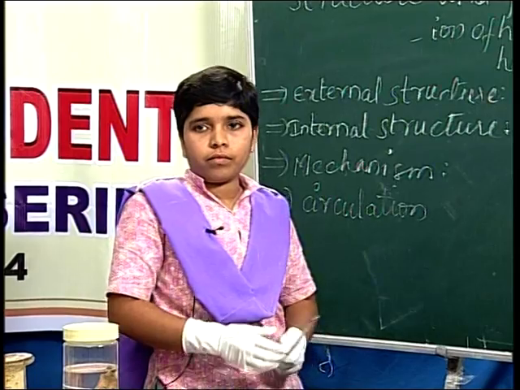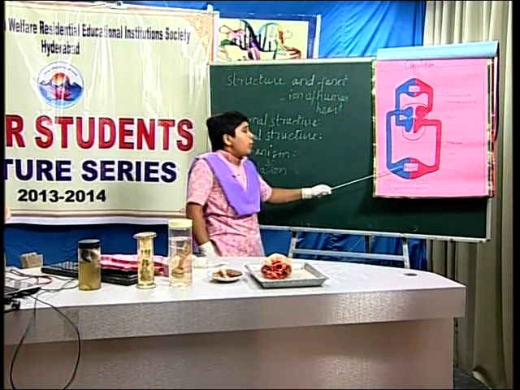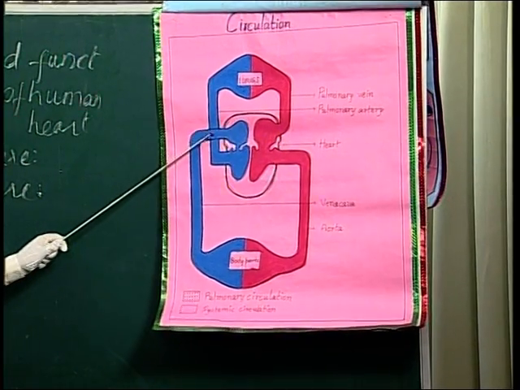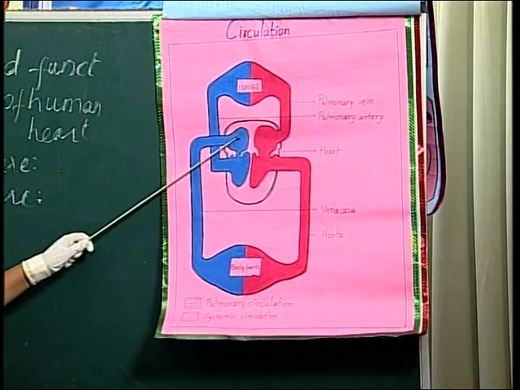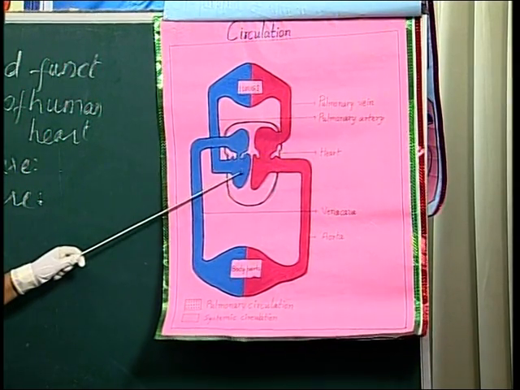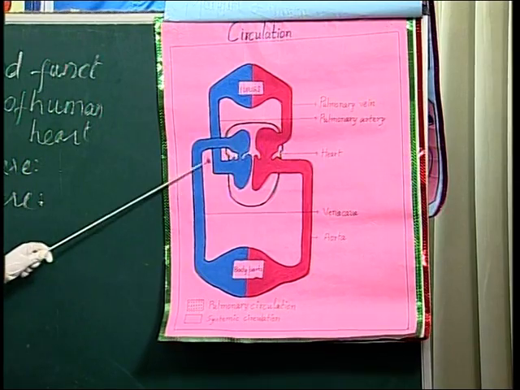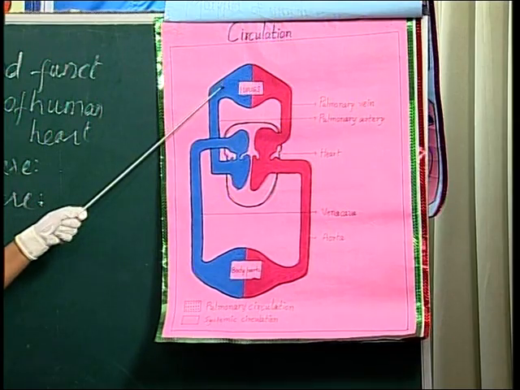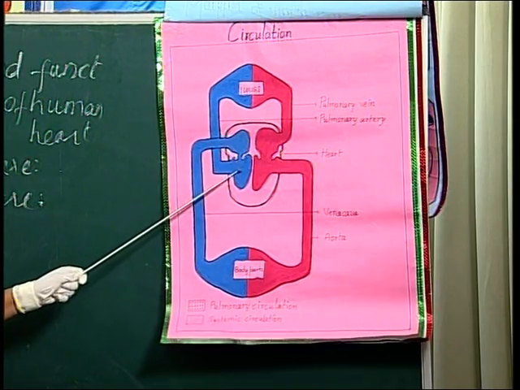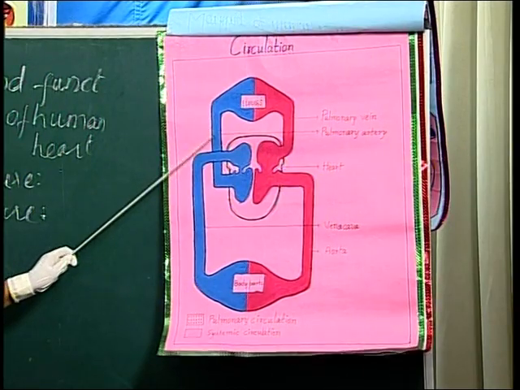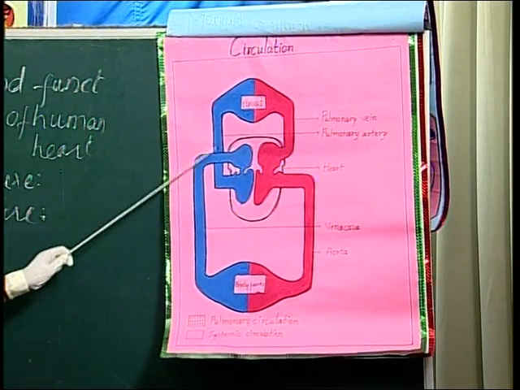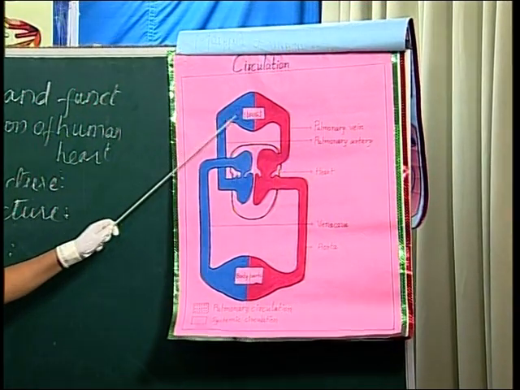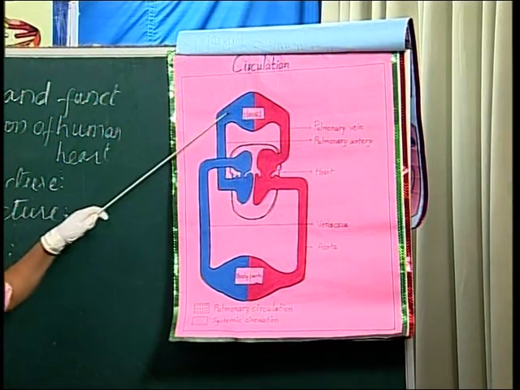So, the deoxygenated blood from the different body organs comes to the right auricle, and from the right auricle it enters the right ventricle, and from the right ventricle it goes to the lungs. The pulmonary artery carries the deoxygenated blood from the right ventricle to the lungs. This is the pulmonary artery.